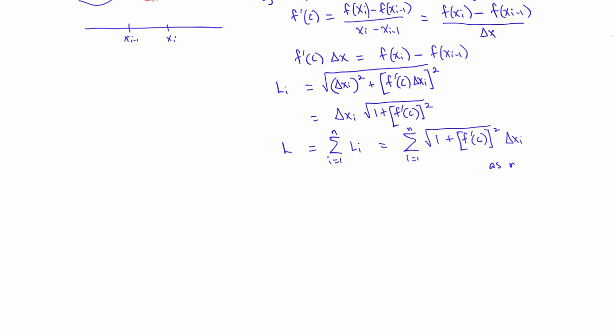But we recognize that this is the Riemann sum, so as n goes to infinity or delta x goes to 0, we obtain the definite integral from a to b. The integrand is the square root of 1 plus f prime of x squared. Delta x becomes dx.